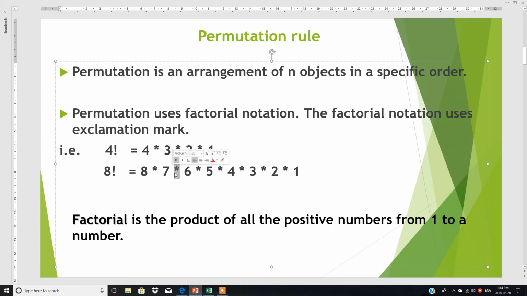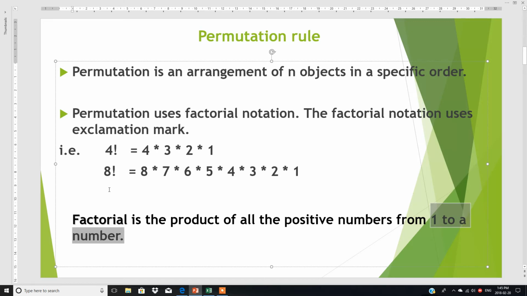This represents multiplication. In some books you will find only a dot. Dot also means multiplication. So from 8, 7, 6, 5, 4 and so on till 1, or you can start from here as well, 1, 2, 3 till the number. You have to multiply all these numbers, then you will get the answer of 8 factorial. So factorial is the product. Product means multiplication of all the positive numbers from 1 to the number. What does it mean, 1 to the number? This is 1 and 8 is the number.